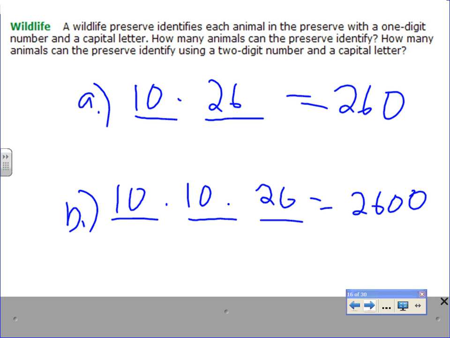I got 67. What did you multiply for this part? I did 26. Gio, oh, okay. Sorry. My fault. You just read it wrong. 2 digits and 1 letter.